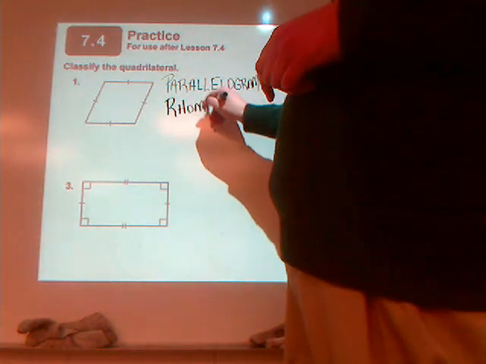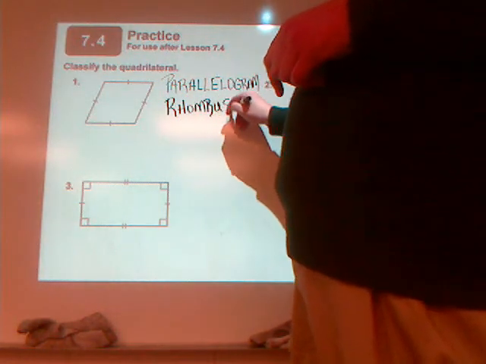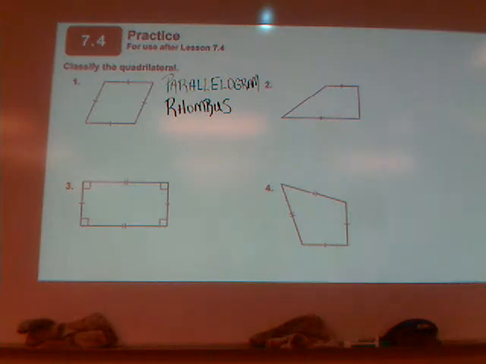It could be a rectangle, and it could be a square as well. But of course, a rectangle and a square require right angles, and since we don't see any right angles, we would guess that that's probably not likely here. So number 1, we have a parallelogram and a rhombus.